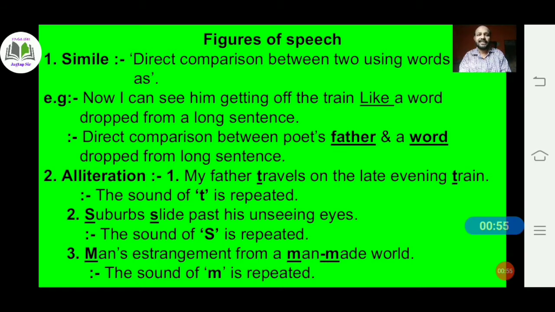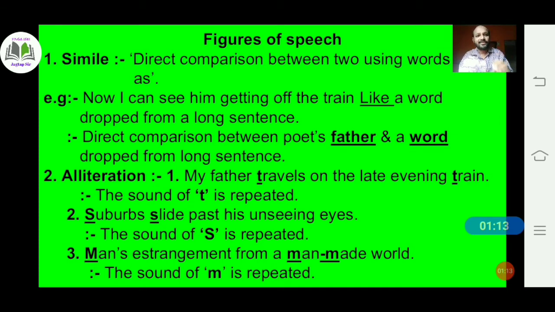Second number, that is alliteration, as you know very well. A consonant sound or letter is pleasingly repeated. Let's see example number 1. "My father travels on the late evening train." Here the sound of T is pleasingly repeated.